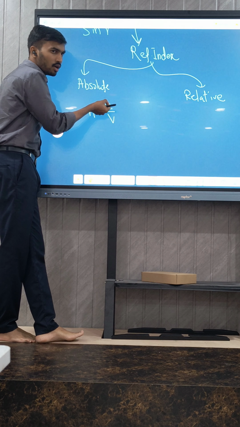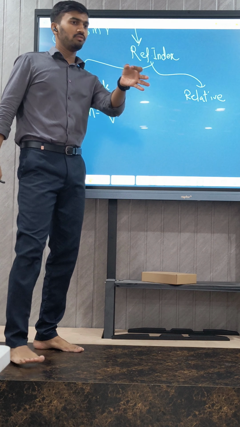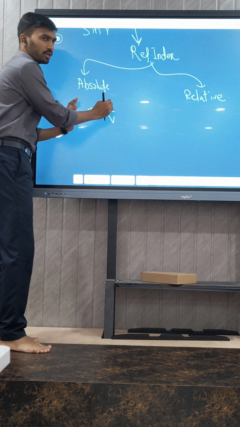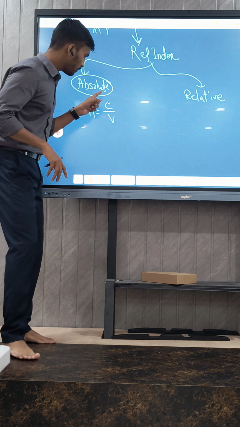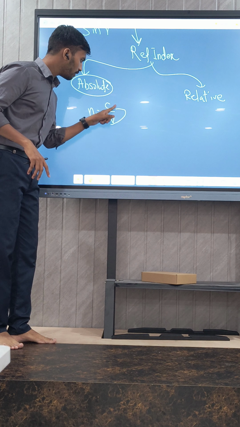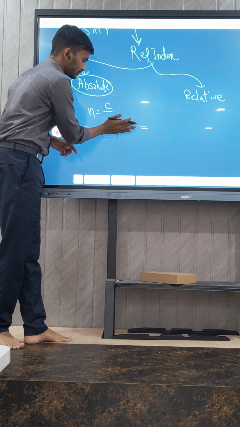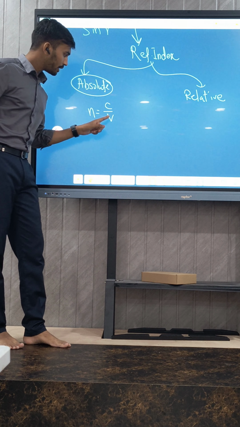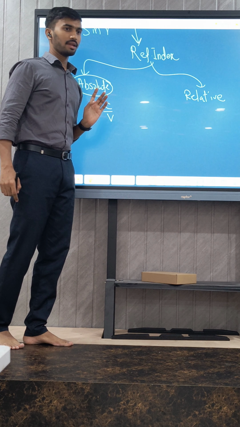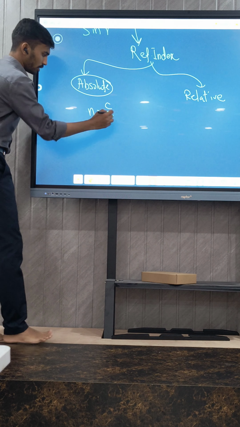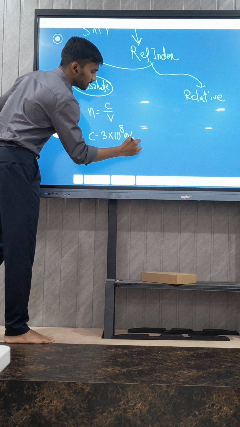So what is c? The velocity of light in air or in vacuum, divided by the velocity of light in the given medium. To find the absolute refractive index of a medium, we are comparing the velocity of light in that medium with the velocity of light in air or in vacuum. We know the value of c: 3 into 10 to the power 8 meter per second.